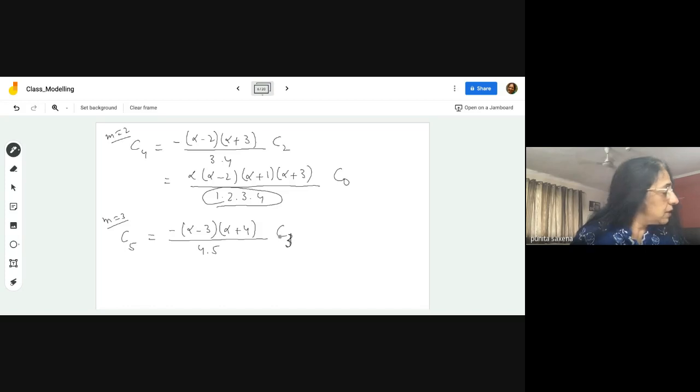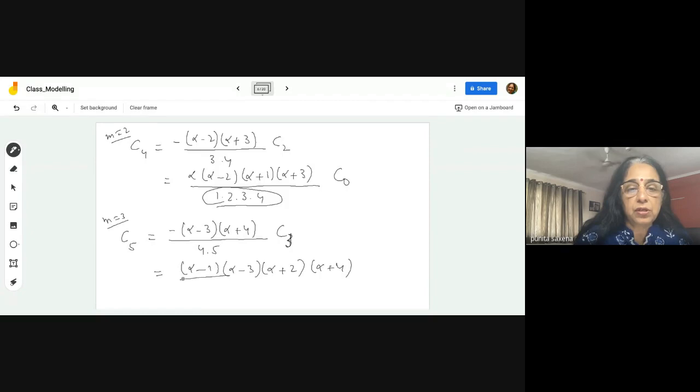And how much is C3? You substitute. So what do you get your C5 to be? How much is C3? Alpha minus 1, alpha plus 2. So it will be alpha minus 1, alpha minus 3, alpha plus 2, alpha plus 4 upon 2 into 3 into 4 into 5, C1.